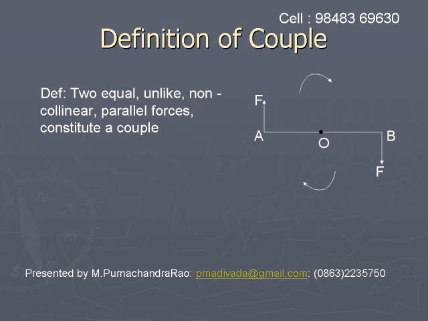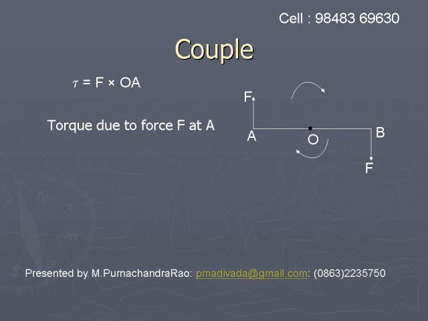Couple: two equal and unlike parallel forces acting on a body at different points constitute a couple. Let us suppose AB is a rod and F are the forces acting at A and B. They are of equal magnitude and opposite in direction. Then these two forces together constitute a couple. They are acting at different points, they are parallel, and their magnitudes are equal.